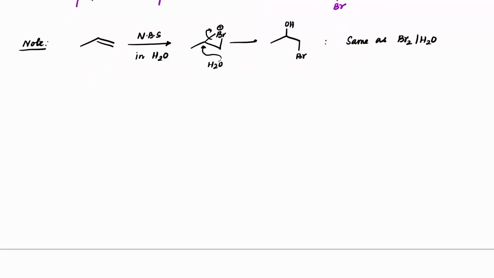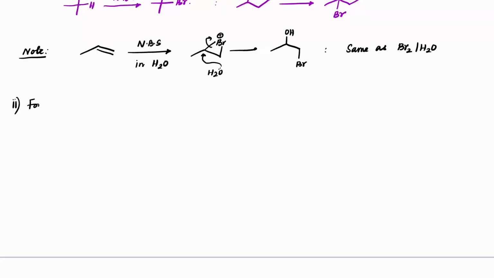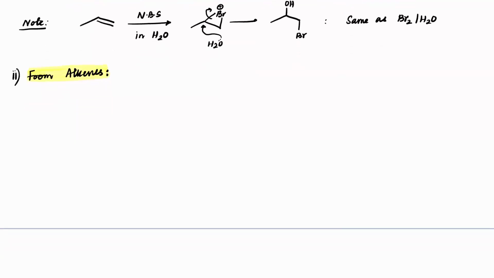Now let's talk about alkenes. So the second reaction is from alkenes. Basically, in case you have to get alkyl halides from alkenes, we have learned all the mechanisms before this. We learned it as the reactions of alkenes, correct?